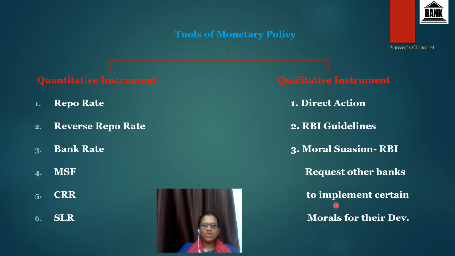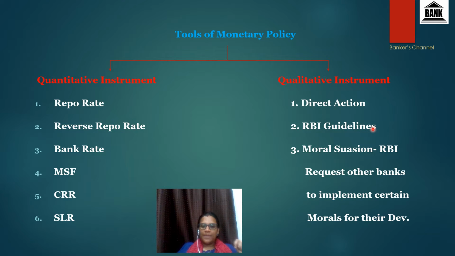Okay, so quantitative instruments we will study in detail, but the qualitative instruments I'll explain right now. Direct action is nothing but this: RBI is the governing body for all the banks in the country. So whenever the other banks are not following the rules and regulations, the RBI will impose a direct action or a penalty on the bank so that they will not repeat that mistake again. Okay, which is nothing but direct action in the qualitative instrument.